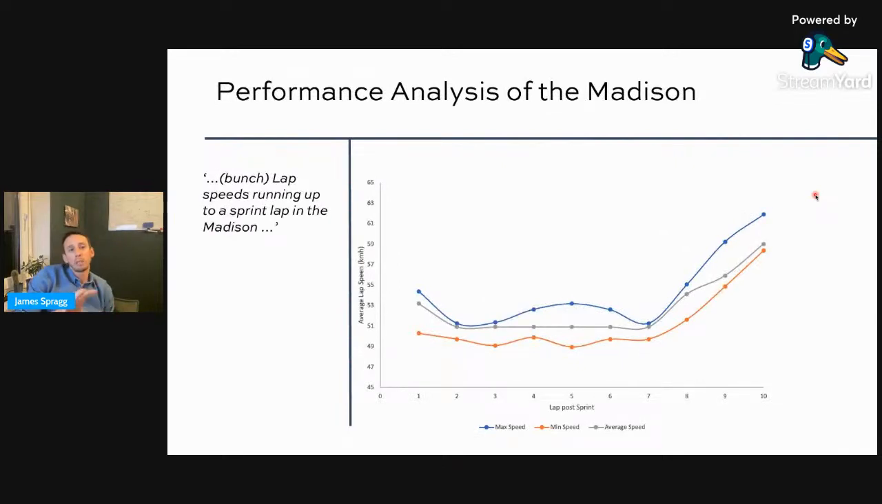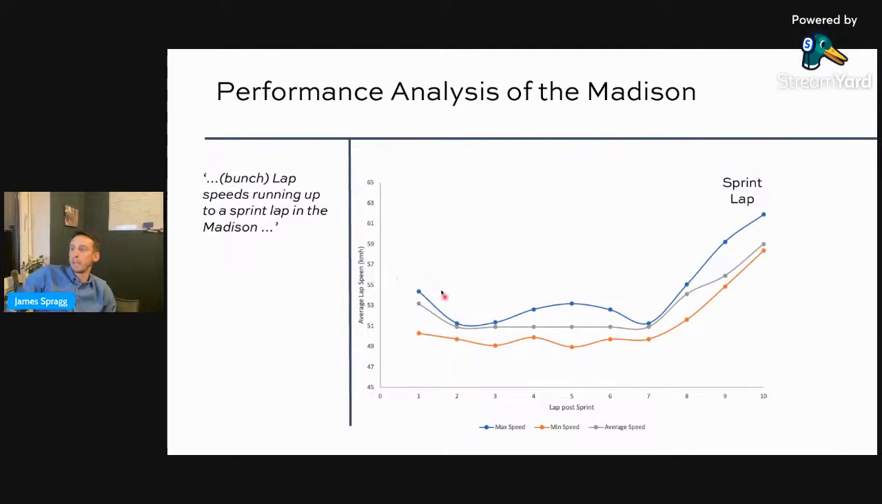So we actually did some performance analysis of the Madison event. What we've got here is data from World Cups, World Championships, and European Championships. We've got the minimum, the maximum, and the average speed in a block of 10 laps. The previous sprint would have been here at 0, and then our next sprint lap is here at lap 10, if that makes sense.